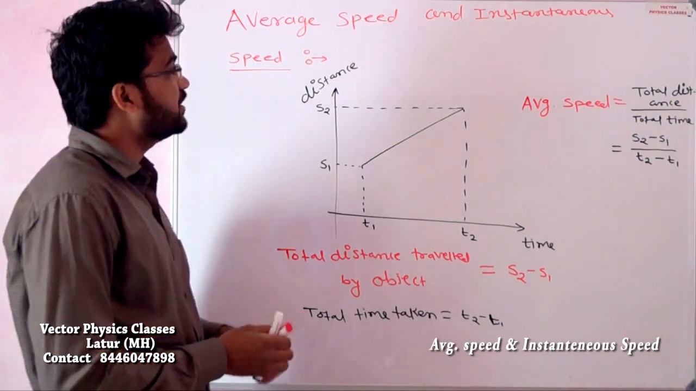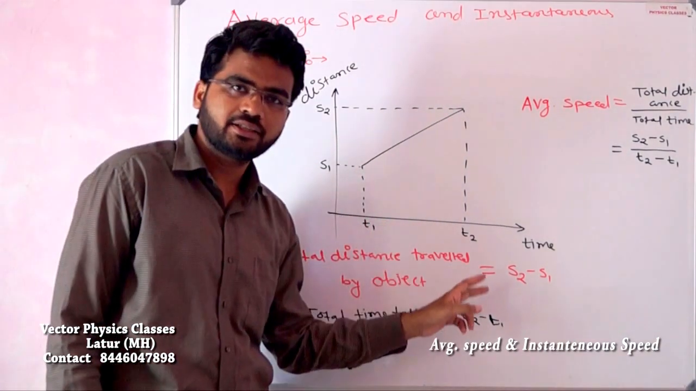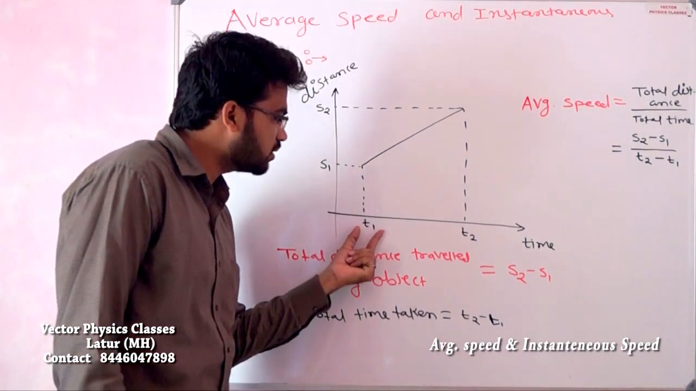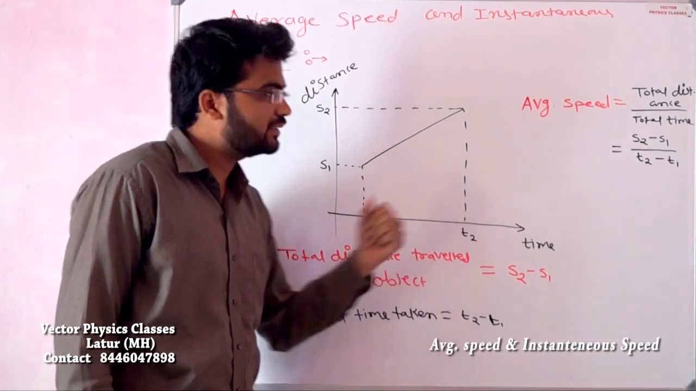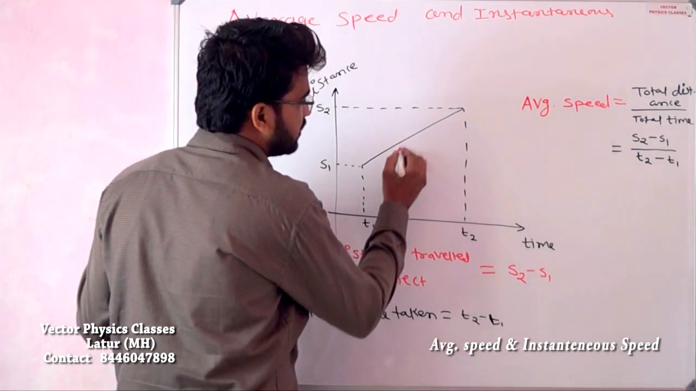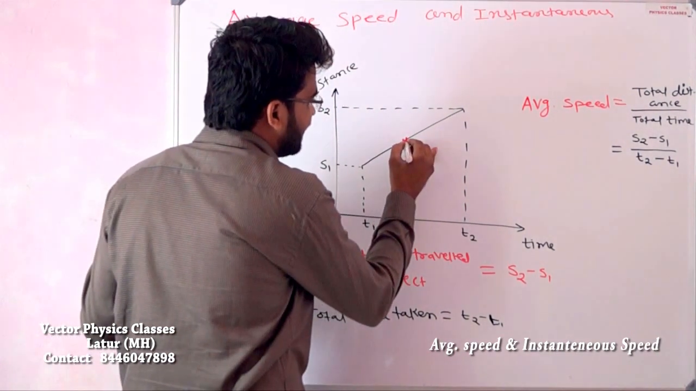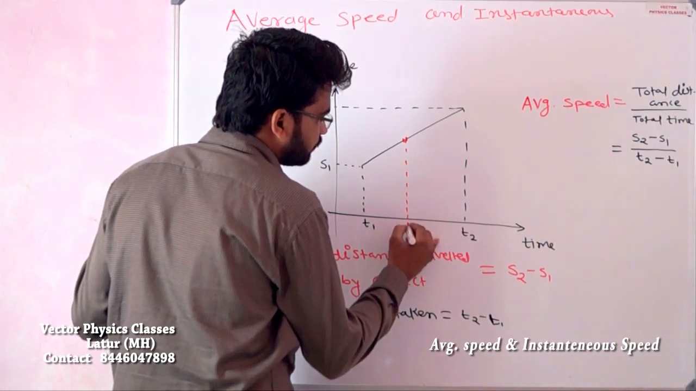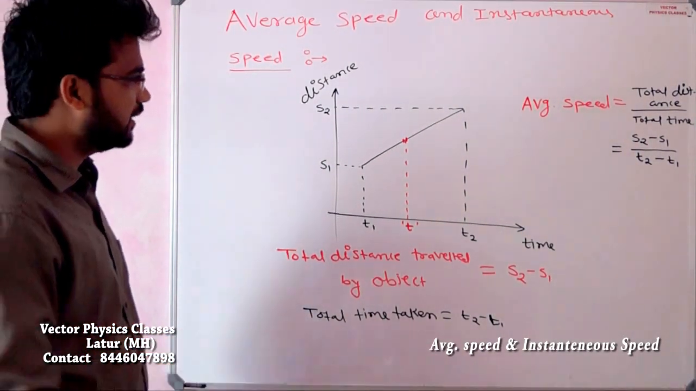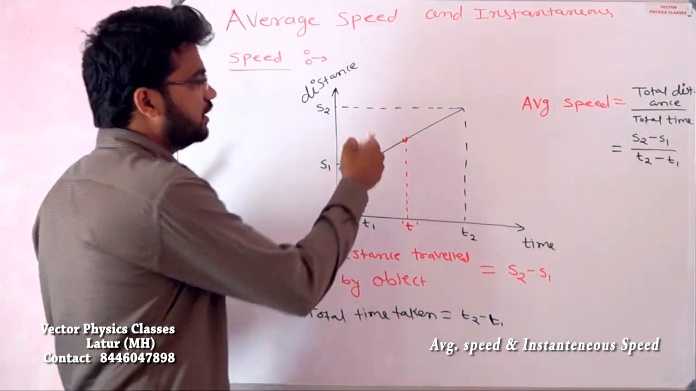Now what about instantaneous speed? This average speed tells us how fast object can move between two intervals of time, right? So average speed defines how fast object can move from time interval t1 to t2, right? And instantaneous speed tells us at a particular instant of time. Let us suppose this is that instant, right? So at this instant, what is the instantaneous speed? And this instantaneous speed is nothing but at a particular instant of time, what is the speed?